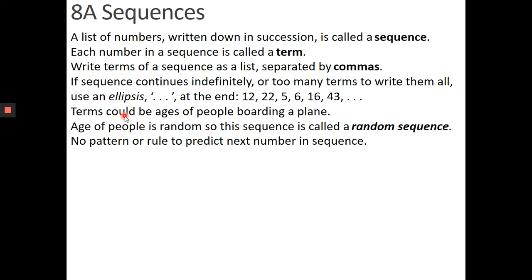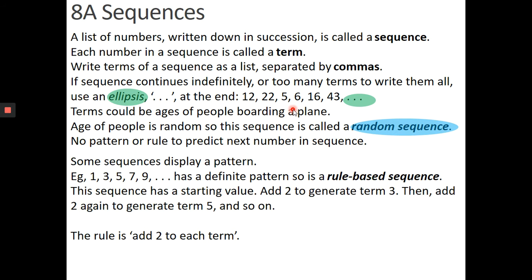If we take the ages of people boarding a plane, that could be a random sequence because we wouldn't necessarily know the ages, people are just getting on in any particular order. Random sequences are very, very difficult for us to do mathematically because, like I say, they're just made up. So rule-based sequences are more like the sort of thing that we're going to be looking at, and these are the sort of things that you're much more familiar with.